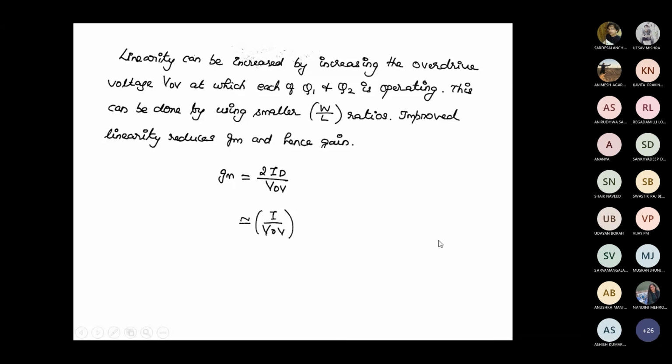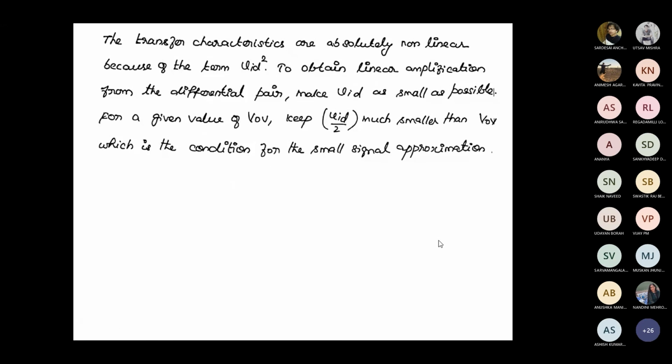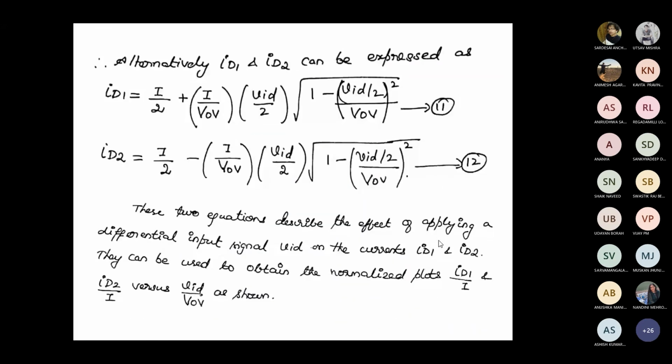So this is the nonlinear term. Whenever we want to calculate the nonlinear term, we can use this equation: VID by 2 by VOV, whole square. This is the nonlinear term we'll use to calculate the nonlinearity of the differential amplifier. Okay, so you can refer to the 11th and 12th equations later. I think I didn't give you time to write this equation, which includes the square term.